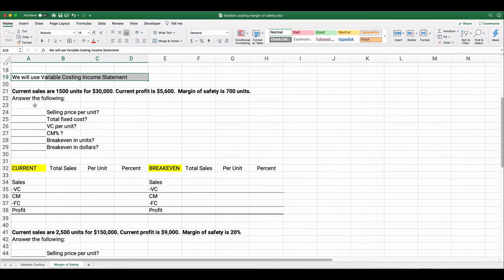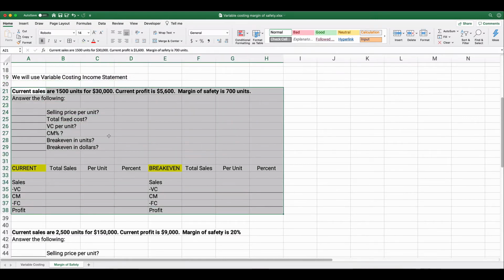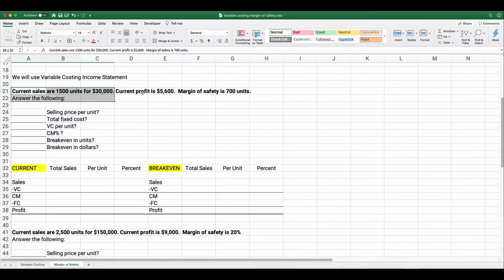All right, so let's do the variable cost income statement. Let's do a couple little problems. We'll call this problem 1 right here. Here's the information. Current sales are 1,500 units for $30,000. The current profit is $5,600, and the margin of safety is 700 units.